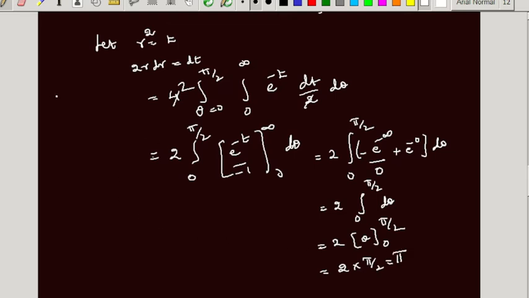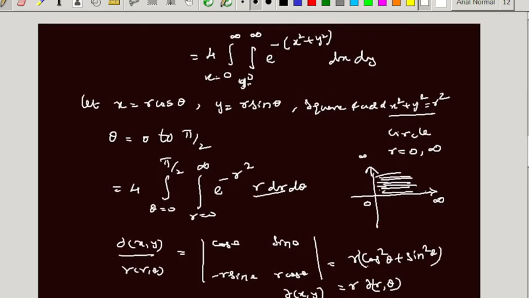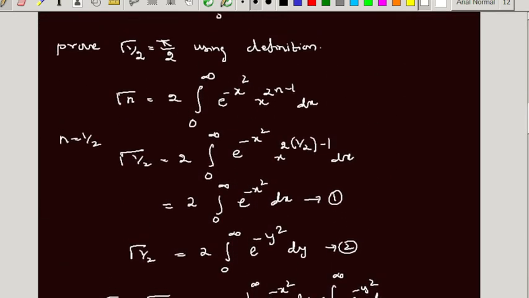So what is this? This is nothing but gamma 1 by 2 whole square. We take the square root of this. Gamma 1 by 2 is nothing but square root of pi.